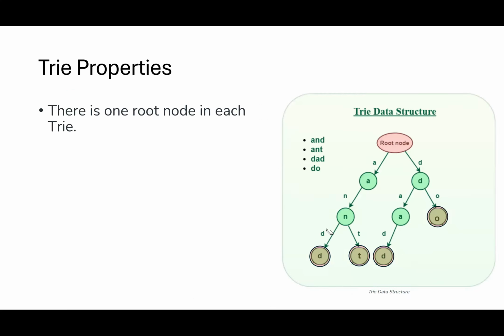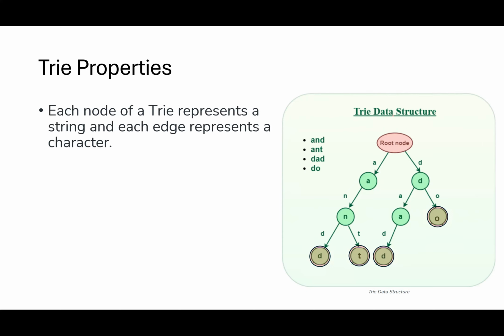Okay, so some properties of the trie. First of all, at the top of the trie data structure, there is a root node. There is a root node in each trie. That's an important thing. And then each node of a trie represents a string, and each edge represents a character.